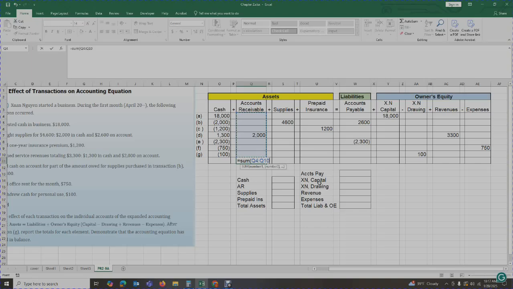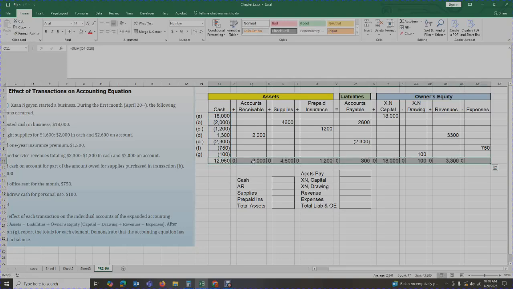Well, let me redo my formula because I'm putting in the wrong one. Okay. So I'm going to sum all of my transactions for each of the accounts, and I'm just going to run it across. So it's going to be that plus, plus, and then this one's plus. This is equal.